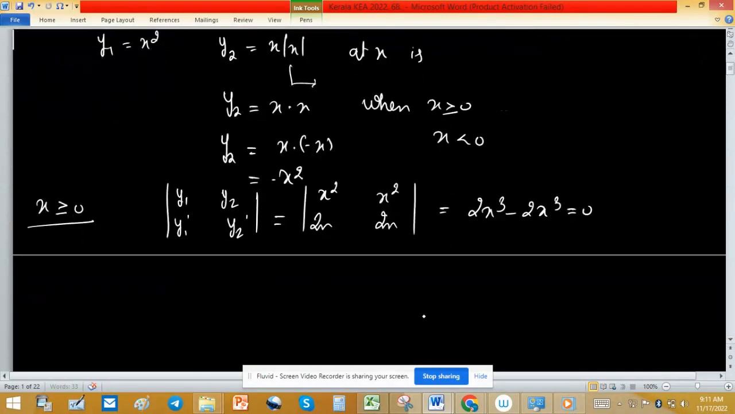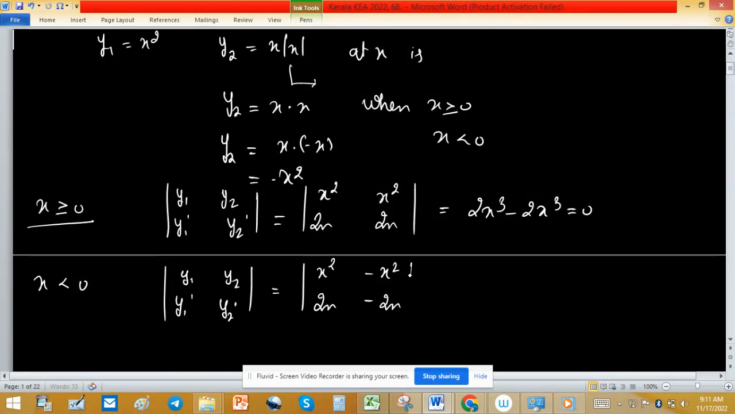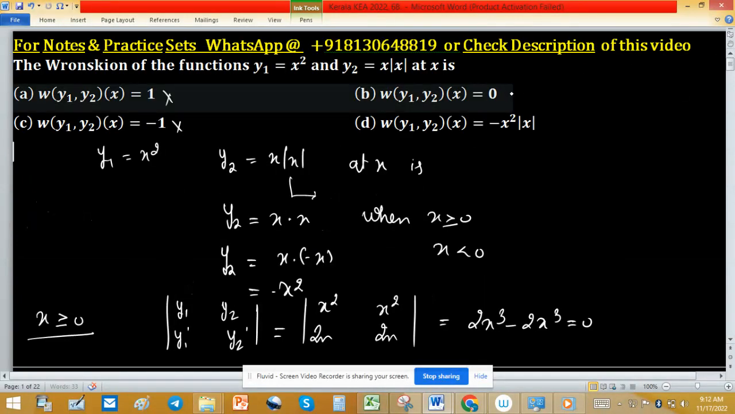Now when x is less than 0, you will have y1, y2 and their respective derivatives. Put these in a determinant structure, you will have x square, minus x square, 2x, minus 2x, and the value of this determinant equals minus 2x cube plus 2x cube, and this value is again 0. So now we are confirmed option B is correct.